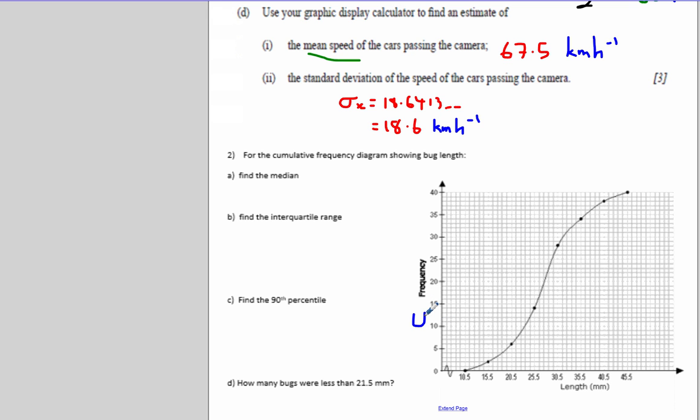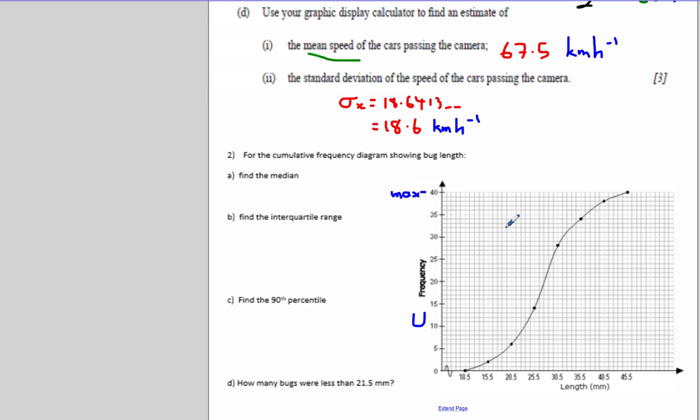Find the median. So this is more, how do you interpret cumulative frequency graphs? So let's see, what's the maximum? The maximum is where the graph finishes. The graph finishes here. So that's our max there. So there's 40 bugs in total that were measured. Be careful, sometimes the graph might finish earlier than the top. So if it finished here, the maximum would be whatever that is, like 35 or something.